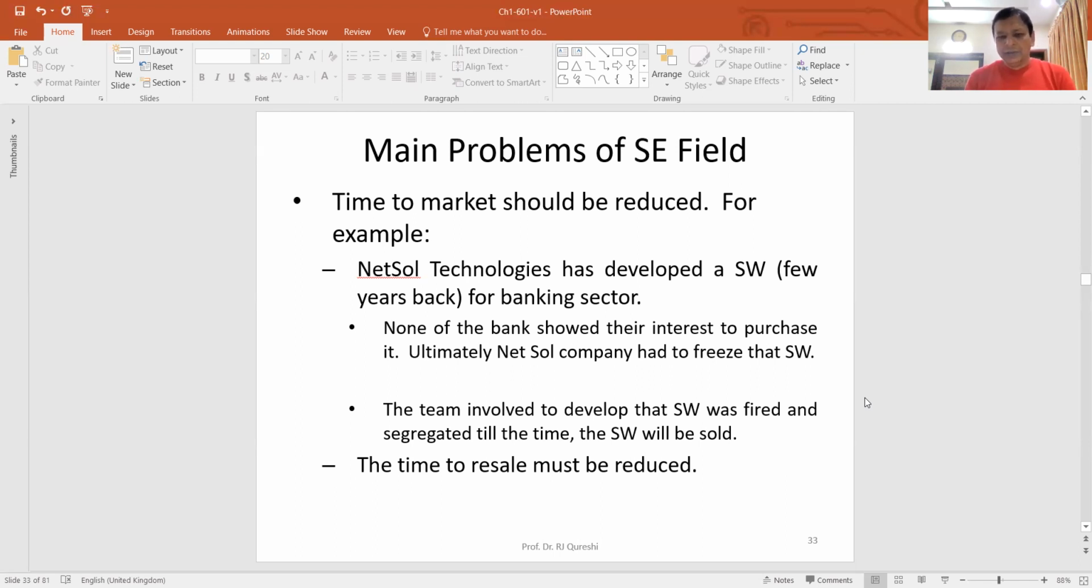The time to resale must be reduced. We develop a software for one client, then we wait for the second client. And it's a problem for startup companies to open new branches or new offices, or to start a company, because we must have a customer and then we can develop a software. So for fresh companies, new companies, it's a problem. And resale is also a problem, because the actual profit is in the resale, because the company is going to reuse that software. So that's another problem.